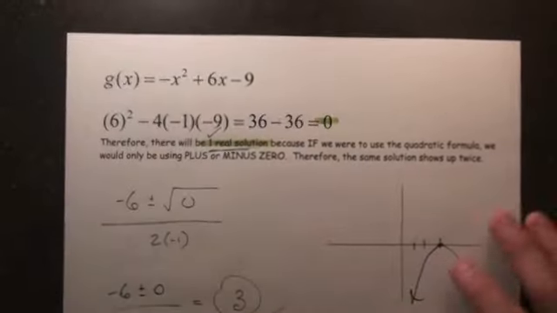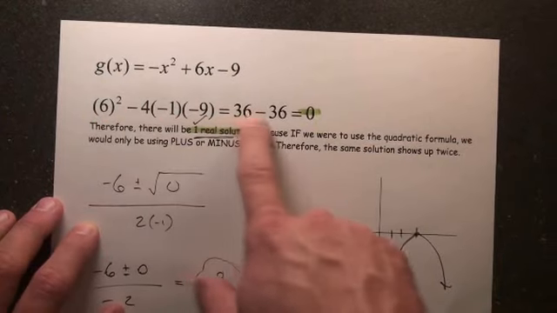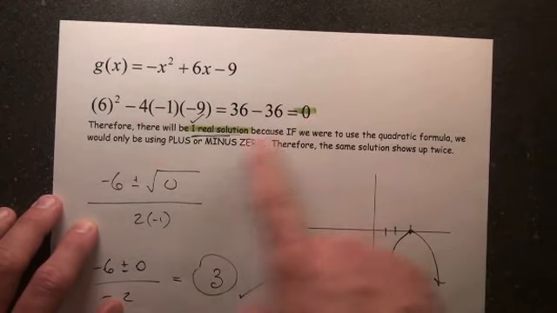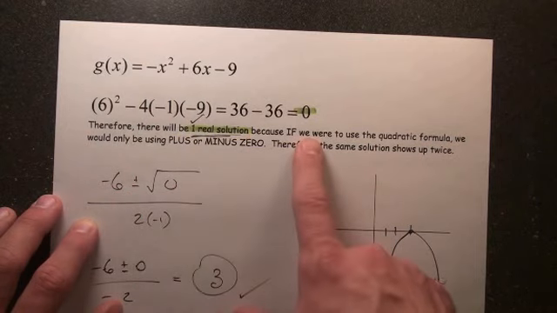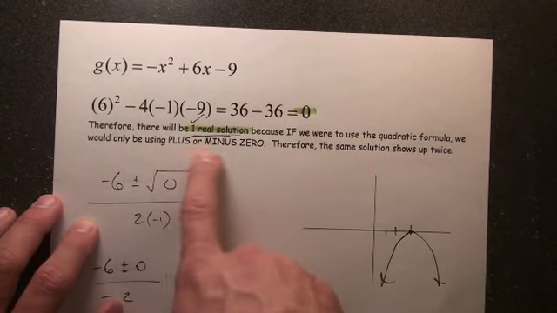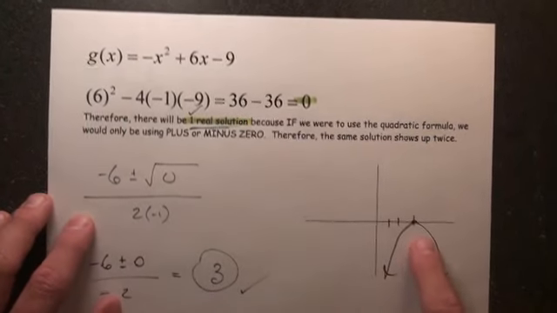Situation number 3, g of x. b squared minus 4ac is 0. So you'll end up with one real solution. Here's why: because plus or minus 0 is the same thing. It's the same answer showing up twice. You'll end up with this kind of a picture.